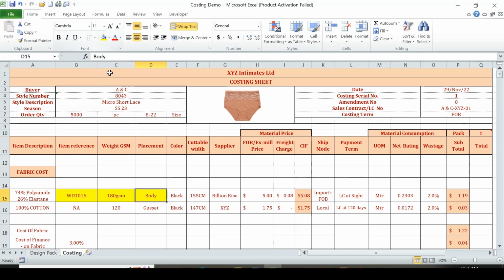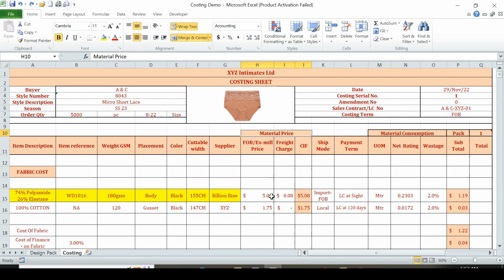This will be used in body color. Color actually is not mandatory, but sometimes, if it is a solid color fabric versus an AOP color fabric, the price will be different. So then cuttable width. Here you also put your width. Okay. So then supplier. Supplier name is definitely important. This part is actually very important for you.